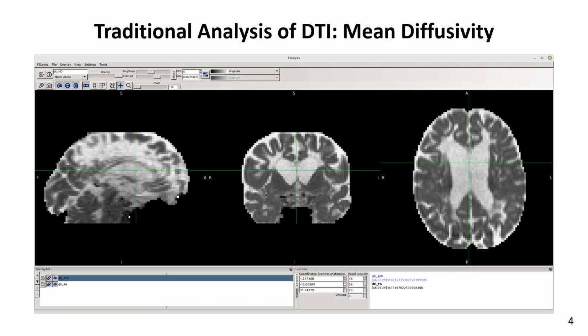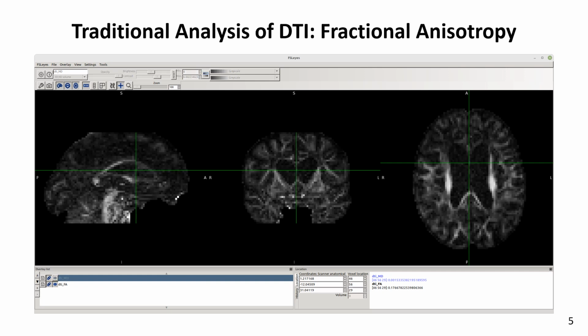In current clinical practice, such datasets are screened for pathological abnormalities by viewing two derived scalar volumes. Mean diffusivity, which is shown here, indicates the overall diffusivity in a voxel averaged over all directions. Fractional anisotropy is the second one and indicates how much the diffusivity depends on the direction. This current practice has two important drawbacks, which are addressed by our system.